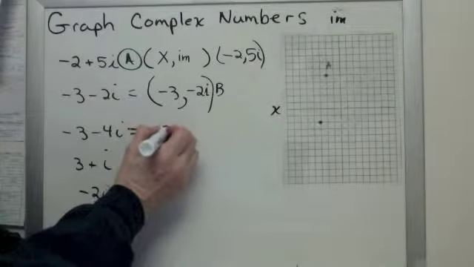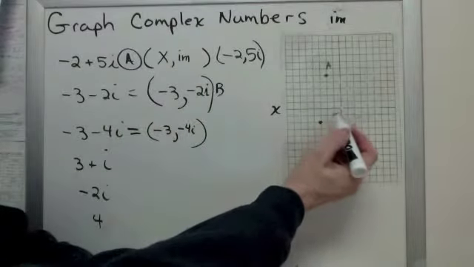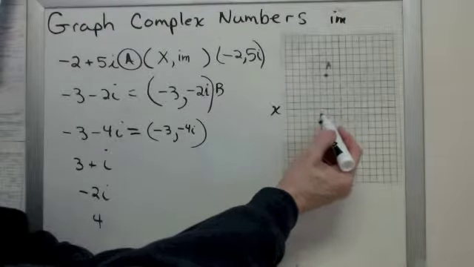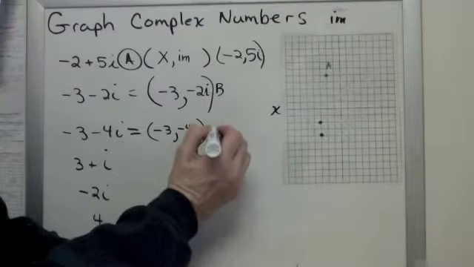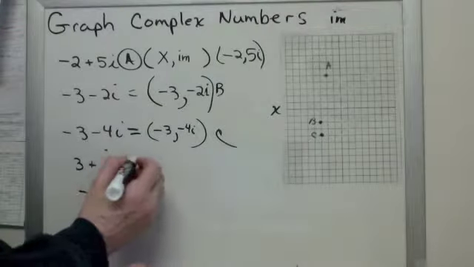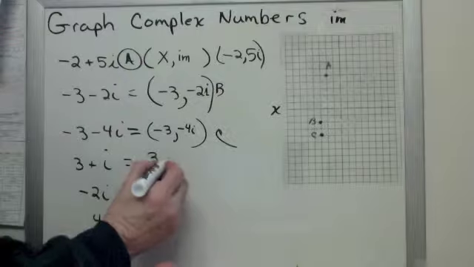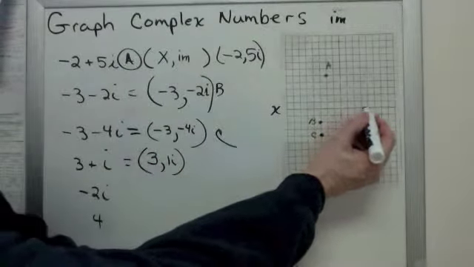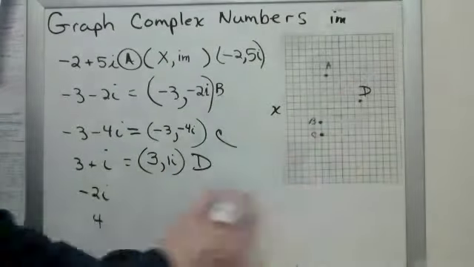All right, this one would be -3, -4i. Where would I do that one? All right, -3, then -1, 2, 3, 4i. Let's call this one C. So that's point C, there's point B. How about this one, 3 plus i? 3 on the x-axis, 1 on the imaginary axis. So, over 3, up 1. Call that D. Point D.